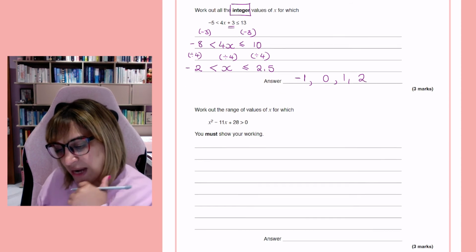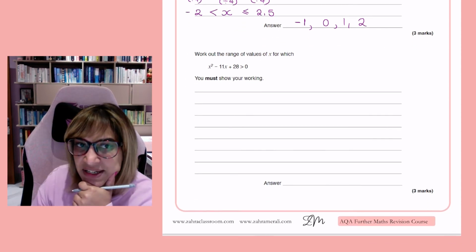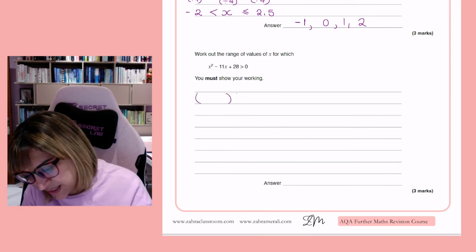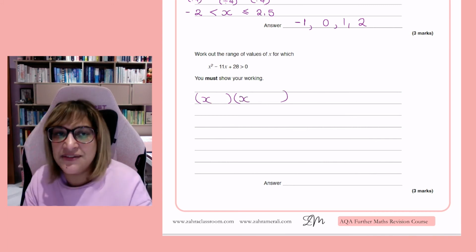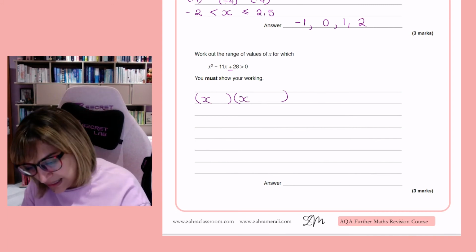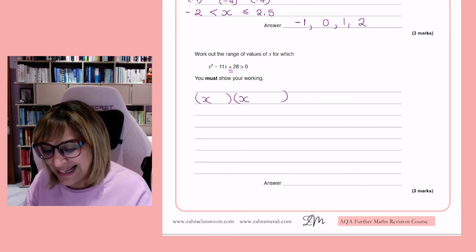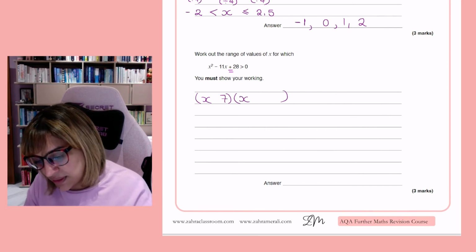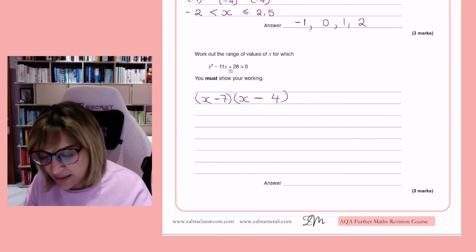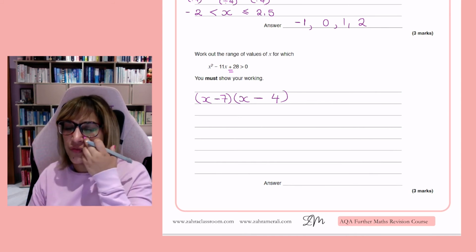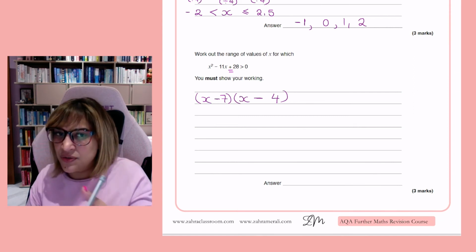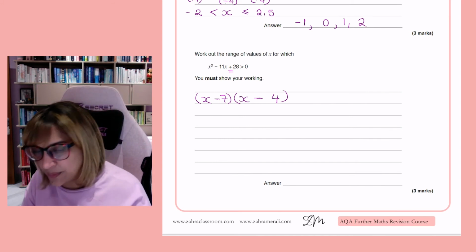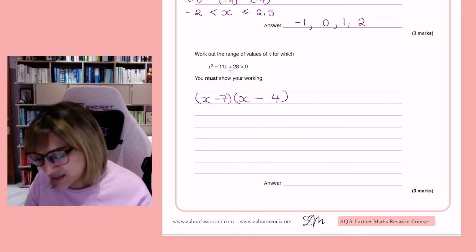Right, work out the range of values for which x squared minus 11x plus 28 is greater than 0. Step 1, factorize. So I'm going to do that. x and x. Factors of 28. There's a plus here, so factors of 28 that add together to give me minus 11. So we're going to say, well, 7 and 4, and it's going to be minus and minus. And so I've got what we call our critical values. So my critical values are 7 and 4, because if I was to solve this equal to 0, I'd get 7 and 4.